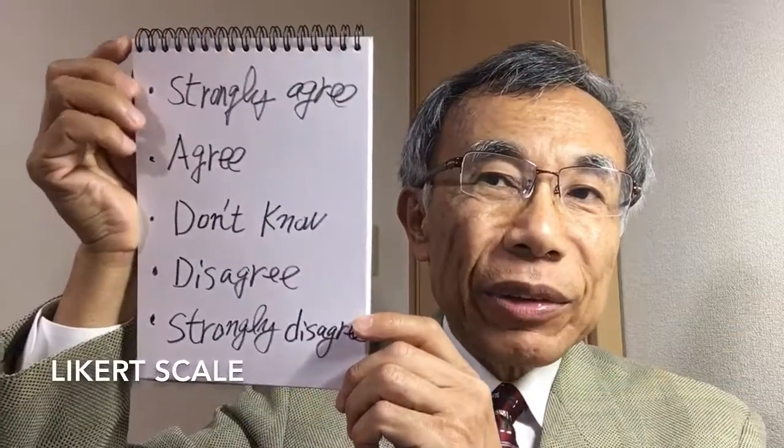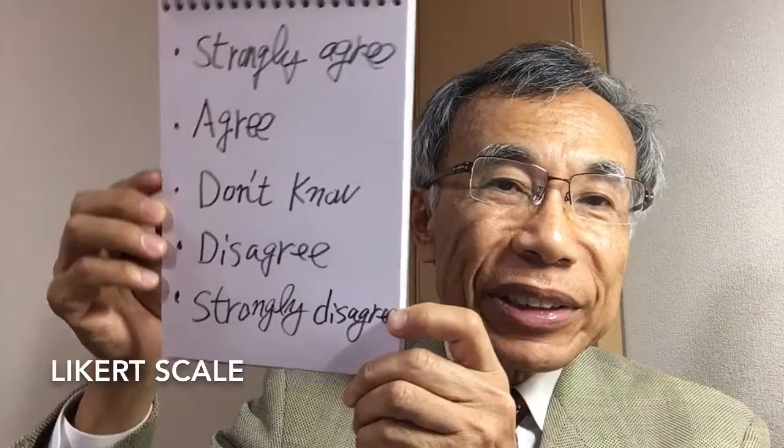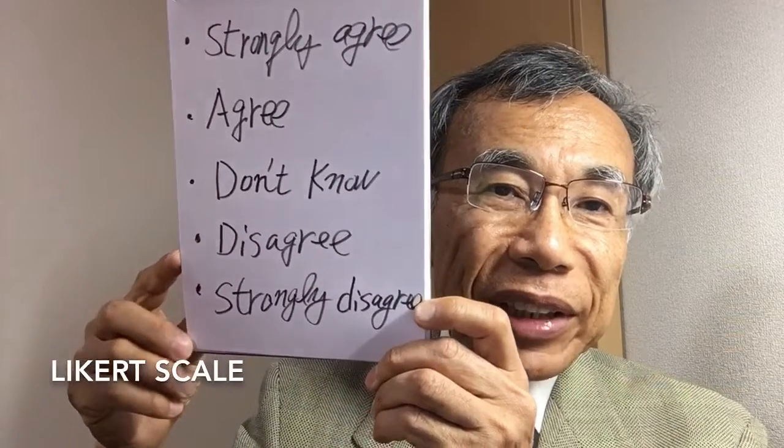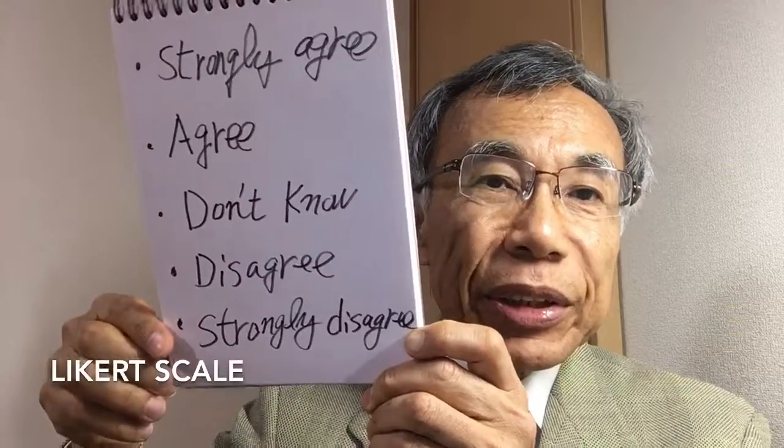For example, I believe that ecological questions are the most important issues facing human beings today, and the responses are strongly agree, agree, don't know, disagree, strongly disagree. Each of the 5 or 7 responses would have a numerical value which would be used to measure the attitude under investigation.